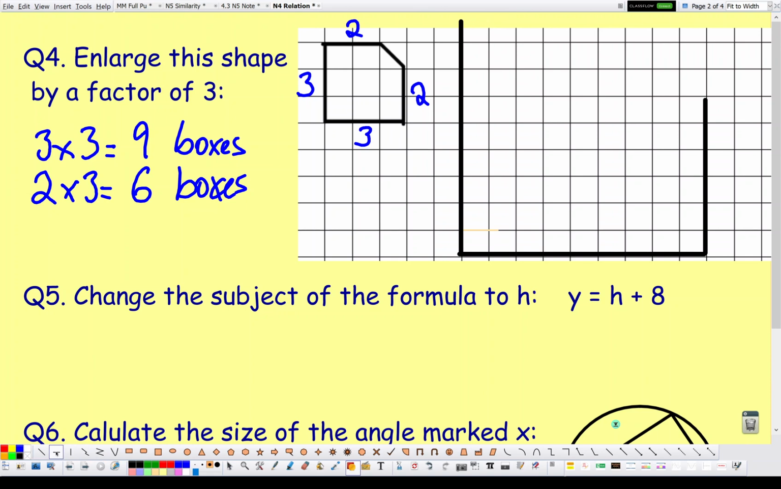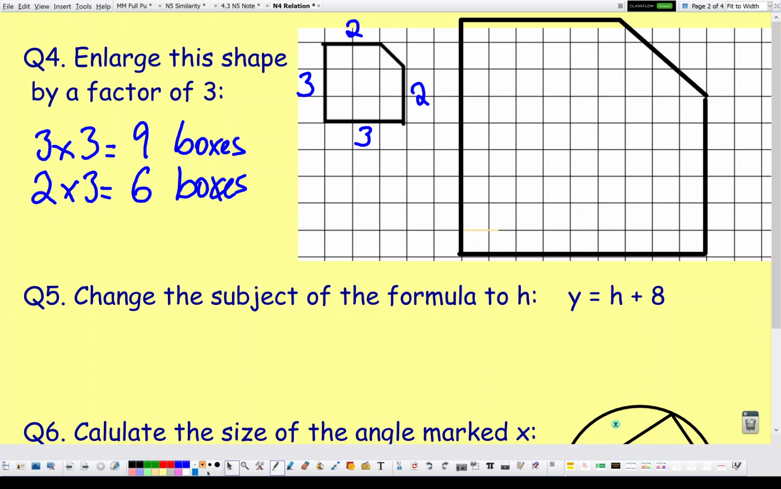No, it's not letting me draw it. 1, 2, 3, 4, 5, 6, and then let's connect those lines. So you'd mark on that is now 9 boxes, that's 6, that's 6. Okay, and that's you enlarge that shape. Okay, so that one's kind of hard to do if you don't have squared paper, so just do your best with that really.